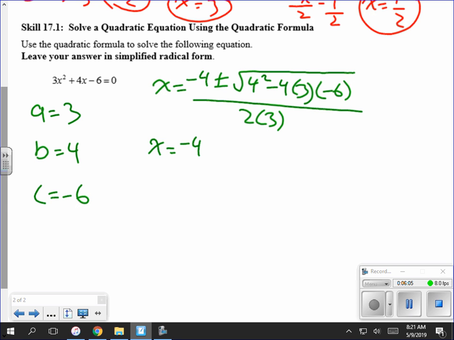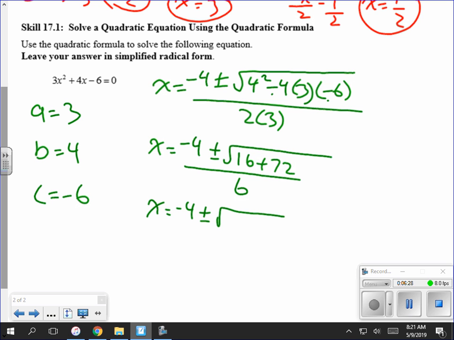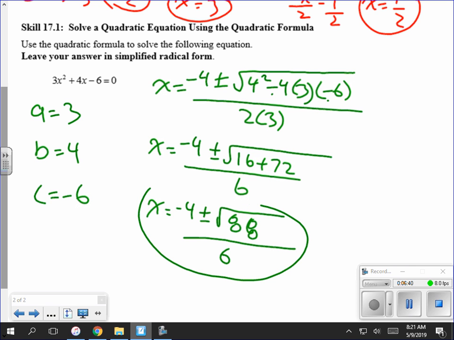x equals -4 plus or minus the square root of 4 squared is 16. 4 times 3 is 12. 12 times 6 is 72. But I have a negative and a negative, so that means I have plus 72. All over 2 times 3 is 6. x equals -4 plus or minus the square root. Add those together. 16 plus 72 is 88. All divided by 6. And because 88 is not a perfect square, that, ladies and gentlemen, is your answer. And that is the last practice problem for your final exam.